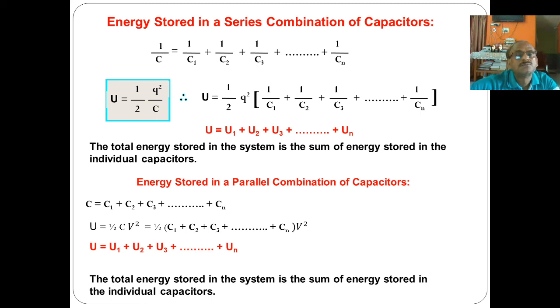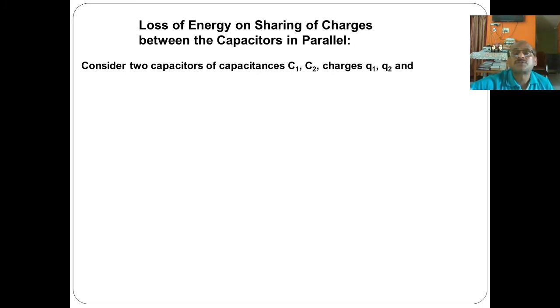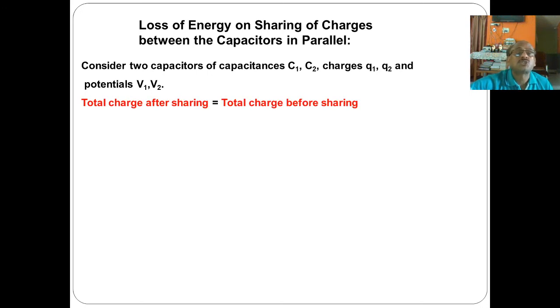Now another part which is asked in the 2 marks or 3 marks section is, what happens to the energy while sharing of the charges. In sharing we can use conservation of charge. Let two capacitors of capacitance C1 and C2 have charges Q1 and Q2 and potentials V1 and V2. So the total charge after sharing must be equal to the total charge before sharing. Here we are taking them in parallel.